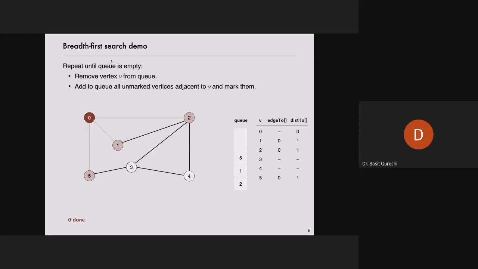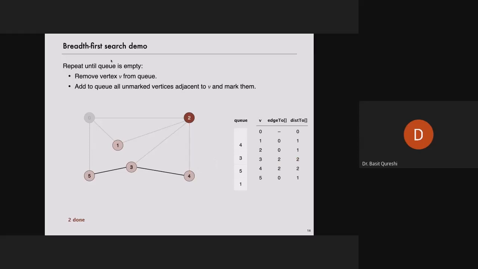Next, we go and check the first neighbor, which was 2. Okay, we remove 2 from the queue and explore its neighbors. So now 2's neighbors are 0, which is already visited. 1 is already in the queue. 3, so we add it to the queue. And 4, we add it to the queue.